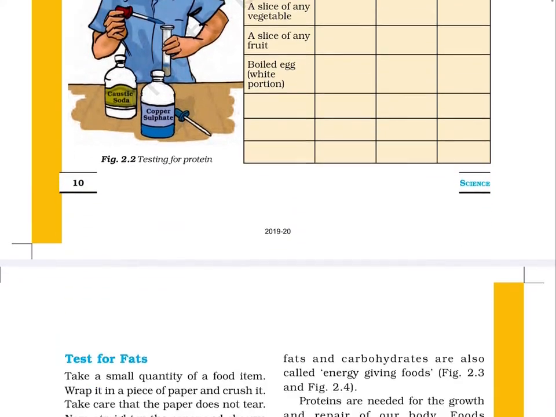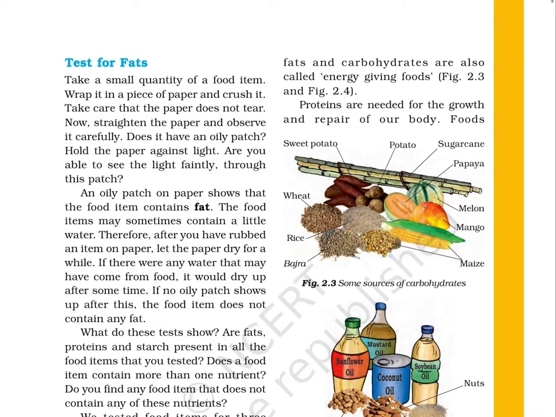Take a small quantity of a food item. Wrap it in a piece of paper and crush it. Take care that the paper does not tear. Now, straighten the paper and observe it carefully. Does it have an oily patch? Hold the paper against light. Are you able to see the light faintly through this patch? An oily patch on paper shows that the food item contains fat.